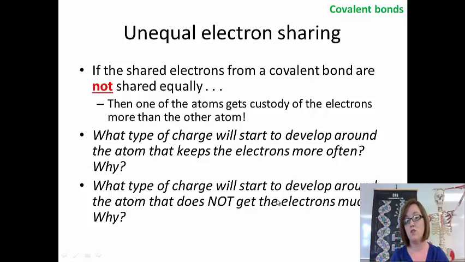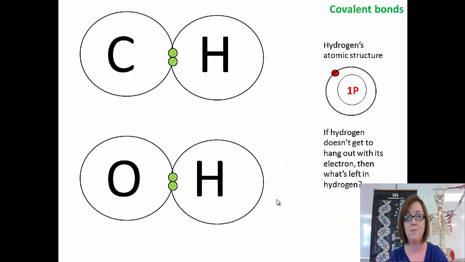Next question is, what type of charge will start to develop around the atom that does not get the electrons much? Remember, they have to share these electrons, right? So the other guy, the wimpy person in this tug-of-war match, gets the electrons sometimes, just not very much, right? So if they're not getting the electrons, they're missing that negative charge, and they're likely going to start to develop a partial positive charge. These are not full charges, these are partial charges.